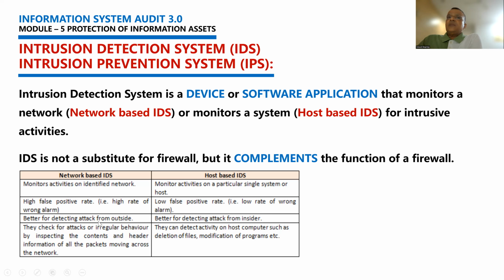Network-based IDS is better for detecting attacks from outside. A network is prone to attack from the outside, because there is an internal network which is connected to the external network using the internet. Whenever my network is exposed externally, there are chances of intrusive activities, and for that reason we normally use a network-based intrusion detection system. Host-based IDS is better for detecting attacks from inside, where somebody working within the organization might have malicious intentions and may do this type of activity.